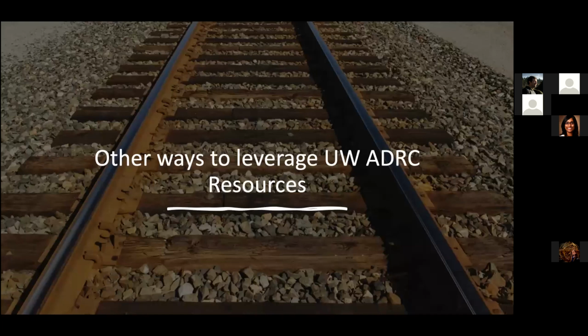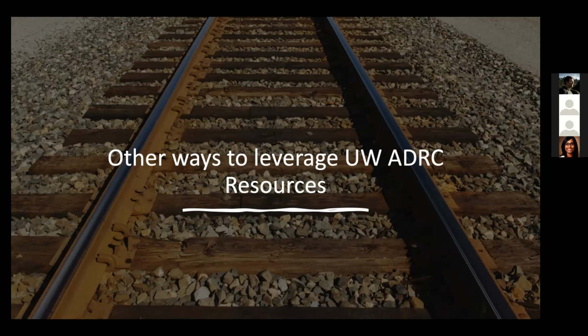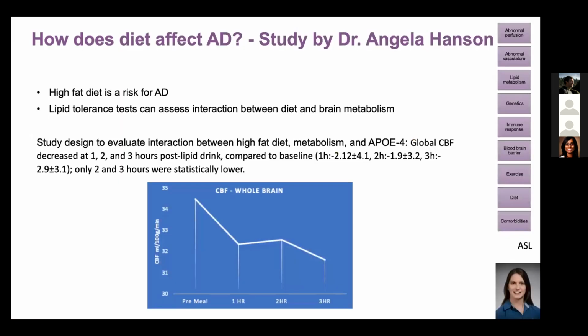So these are some ways that we've already been looking at the ADRC and by the IB core members, like imaging and biomarker core members. But there are other ways to leverage the ADRC resources for MRI. This example is Dr. Angela Hansen's work. She has a project that looks at diet and how that affects Alzheimer's disease, how it actually interacts with E4 carriers.